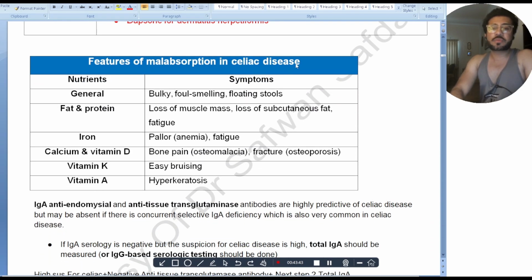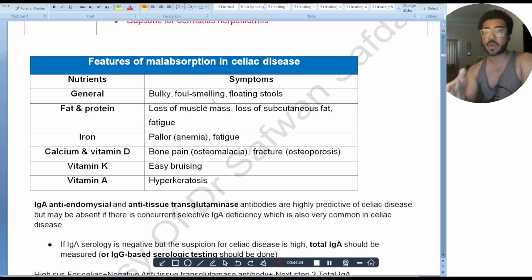So, features of malabsorption in celiac. Generally, there are bulky, foul-smelling, floating stools, because all the malabsorption disorders are going to give you this finding of bulky, foul-smelling, floating stools. For example, in chronic pancreatitis, where you get pancreatic insufficiency, you're going to get the same thing. And in certain individuals who are trying to lose weight using drugs that reduce the absorption of fat, such as orlistat, it causes inhibition of pancreatic lipase, and that results in malabsorption. So you get the same symptoms.